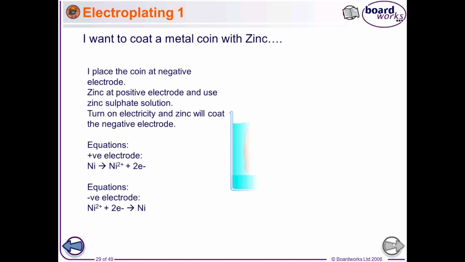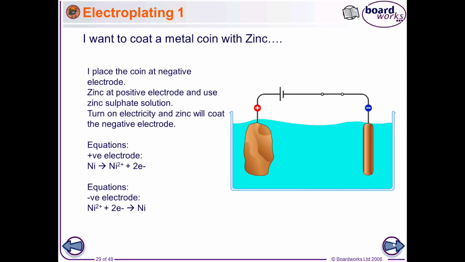Right, example 1, I want to coat a metal coin with zinc. So what I would do is take my coin and place it at the negative electrode. I would place zinc at the positive electrode, which is there, and then I would use zinc sulfate solution. As soon as I turn on the electricity, the zinc coats over to the negative side, because it's positive, it attracts over.